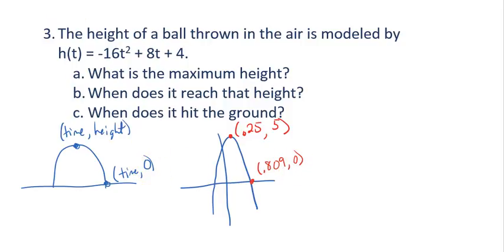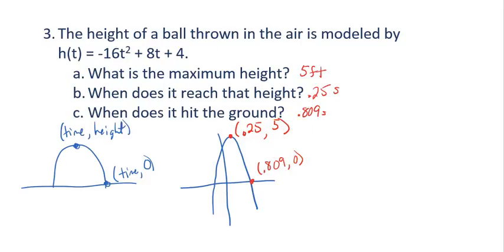Okay, so now let's interpret our answers. For part A, what is the maximum height? And that is the y value at the max, which would be 5 feet. When does it reach that height? That's the time at that point, so that's that 0.25. So 0.25, we'll say seconds. And then when does it hit the ground would be this 0.809 seconds. So once you understand what those points are representing, getting the answers is really easy, and your calculator does most of the work.